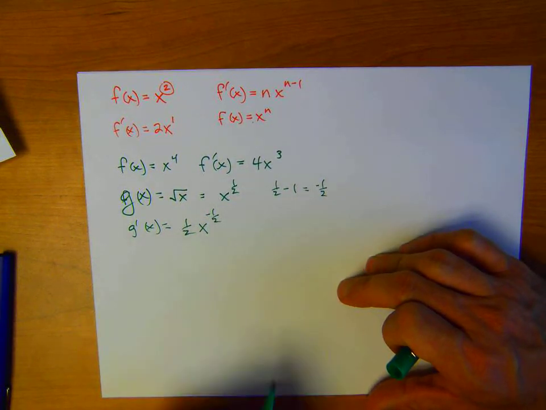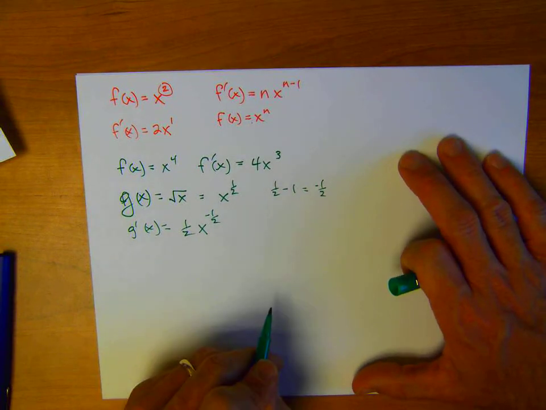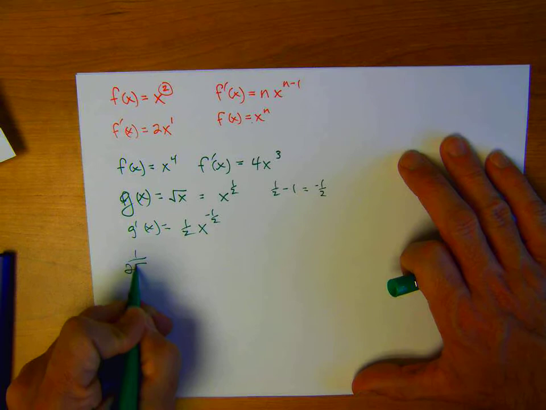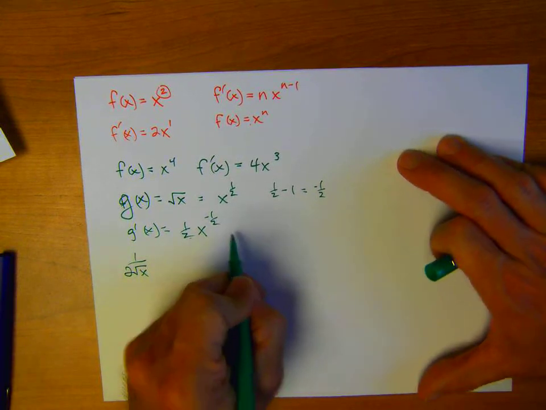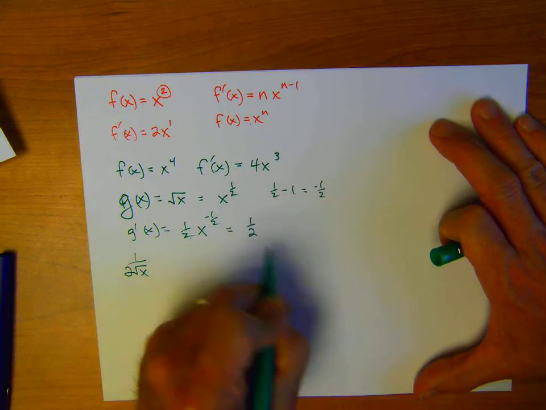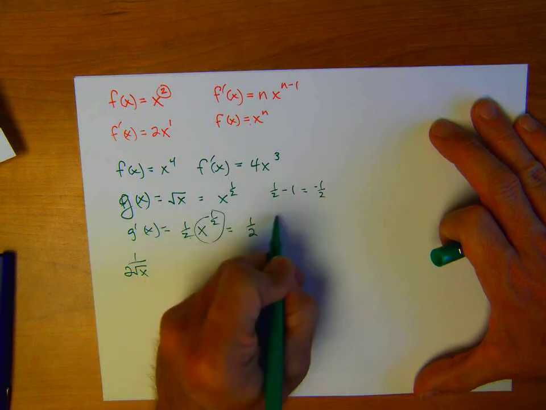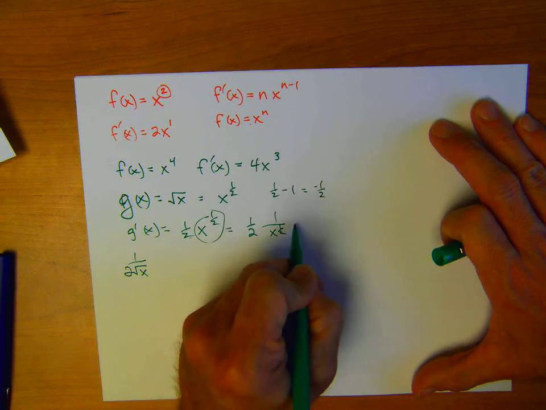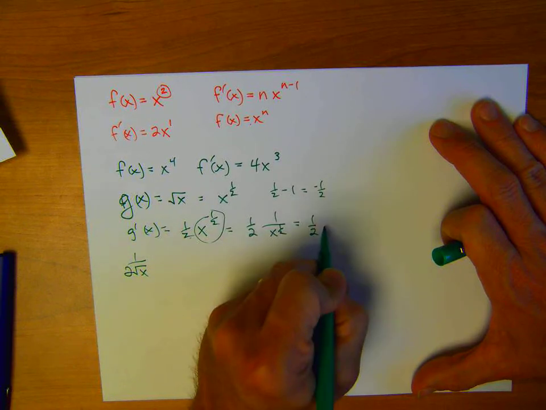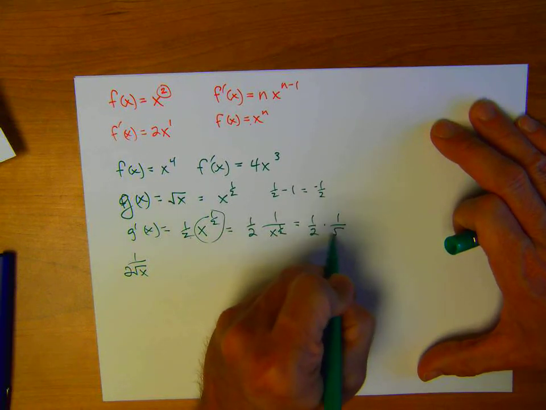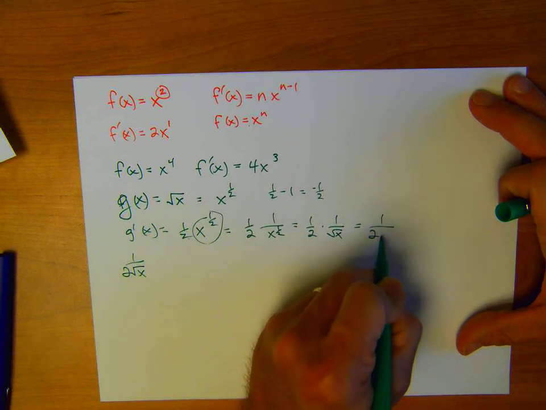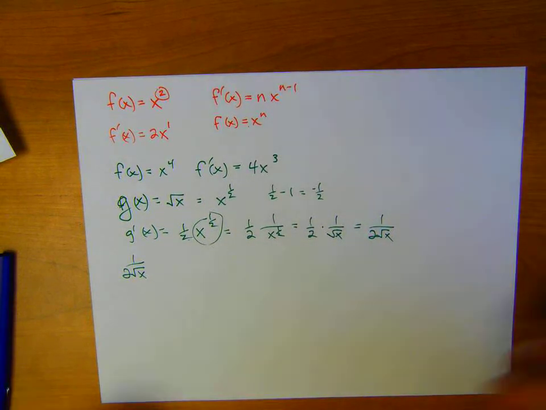Now that might not at first look like what we found. Remember before we found the derivative of that to be 1 over 2 square root of x. Let's see how these are equivalent. Well, that's 1/2, and then we can rewrite this as 1 over x to the 1/2. But x to the 1/2 is square root of x, so that's 1/2 times 1 over square root of x, which I can multiply numerator and denominator. That's 1 over 2 square root of x. So that works, all right?